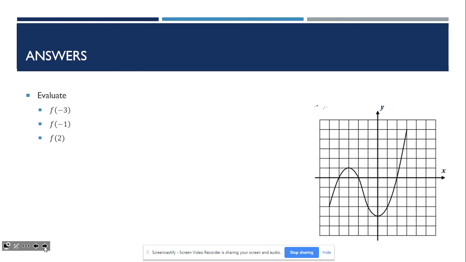Let's first evaluate f of -3, f of -1, and f of 2. Since we are given a graph here, we want to take a look directly at the graph. Again, we should be labeling the graph as much as we possibly can. f of -3 in this case would be right here, and that's equal to 1. f of -1 is going to be right down here, and that's going to be equal to -3. f of 2 is going to be right there, and that's going to be equal to 0.